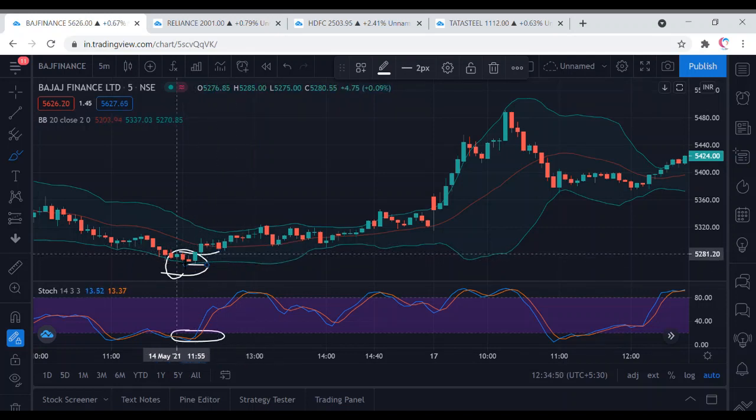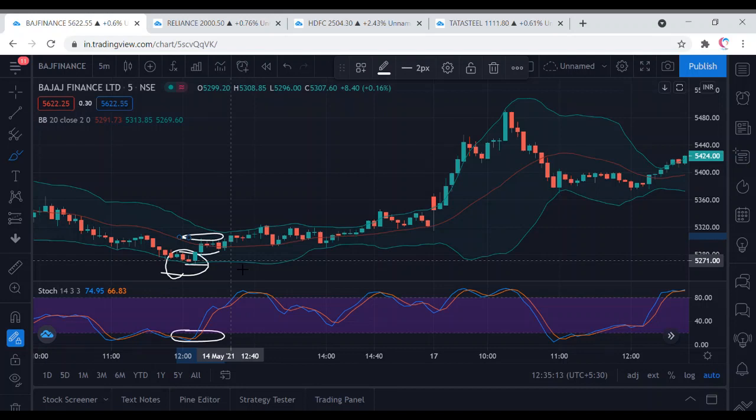So you can see when we got an entry at around 5280, the next candle, the high which was made was 5300. So we got a quick 20-point move with a 10 to 15 point stop loss. So this is a good 1 to 2 risk reward ratio. So I would have closed my trade around this point of time as I was doing a scalping trade.